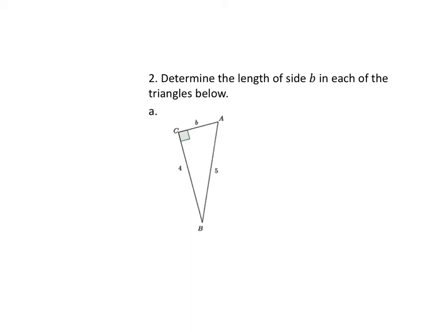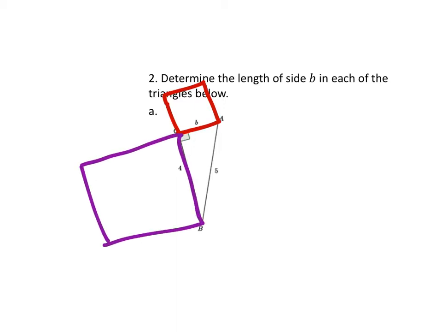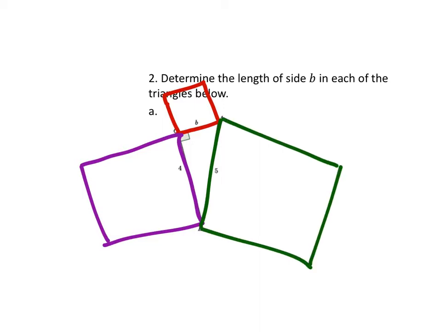So this side length B, or line segment CA, is that a leg or a hypotenuse? Leg. That's correct, it is a leg. So if I make this a square, and then I have this other leg, and I make a square out of it, and then I've got this hypotenuse, and I make a square out of it, then the purple square plus the red square will give us the area of the green one.